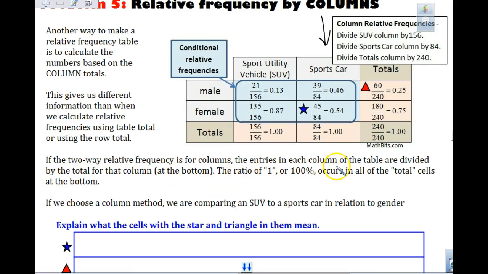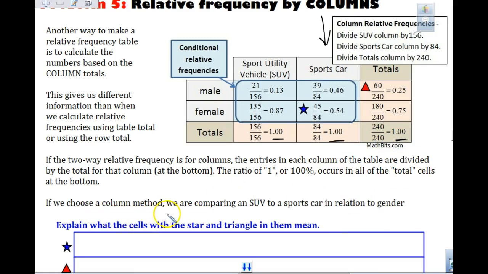Our entries, we are dividing the entries in each column, and the table is divided by the total of the column. So the total down here was 156. We divide everything here by 156. Here, our total was 84 people that chose sports cars, so we're dividing everything by 84. And here, we're dividing all of these. So again, where do you notice the 100% at the bottom of each column, okay? So that's going to be kind of key when we do that.